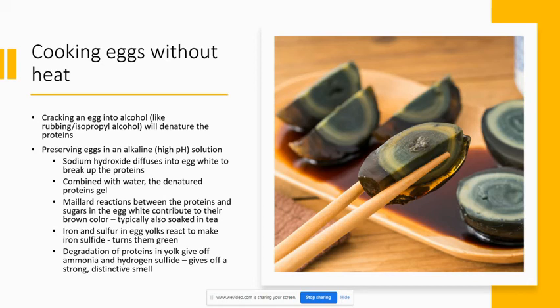So century eggs are a rather acquired taste. Some of it just comes down to the color. We're not used to eating things that look like that, but also the smell is something that you really have to get used to. But people who grew up with them absolutely love them.